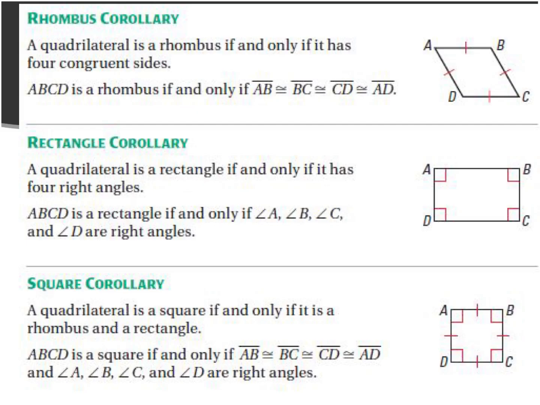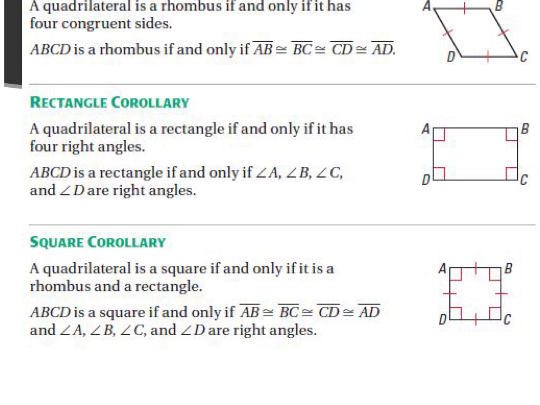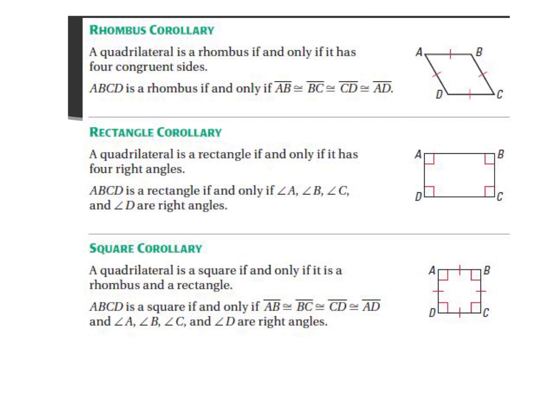Guys, these 3 definitions are called their corollaries, okay? So the rhombus corollary says a quadrilateral is a rhombus if and only if it has 4 congruent sides. A quadrilateral is a rectangle if and only if it has 4 right angles. And a square is a quadrilateral that is both a rhombus and a rectangle, okay? There are also shapes and diagrams to show you what they're talking about. Any questions on this slide?